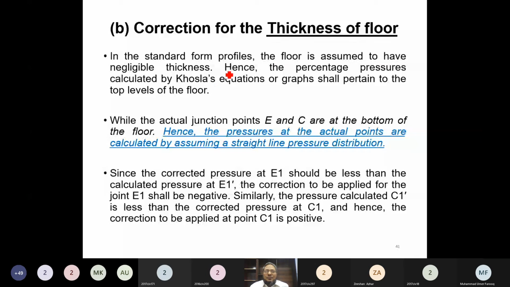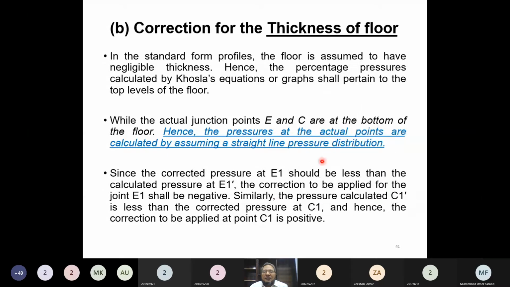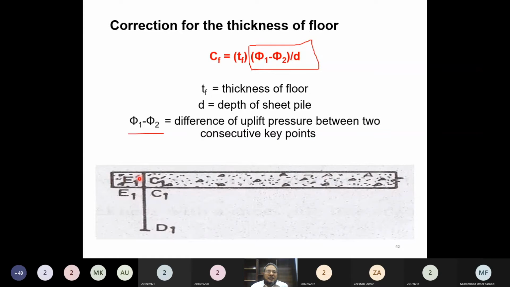Now since the corrected pressure at E1, ये अब आपसे पूछना है मैंने, E1 should be less than the calculated pressure at E1 dash. Do you agree? ये E1 dash point है, ये E1 point है। तो E1 पे प्रेशर कम होगा या E1 dash पे ज्यादा होगा, कम होगा? Where the uplift pressure should be smaller. E1. E1 should be smaller. What is the reason?